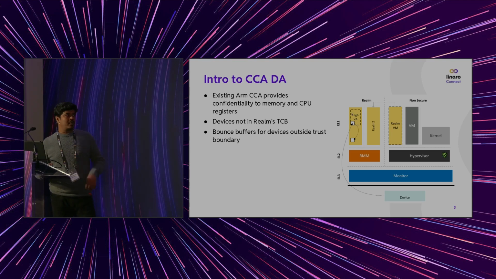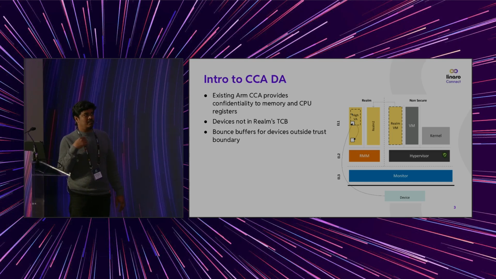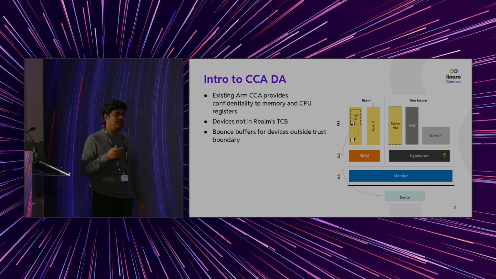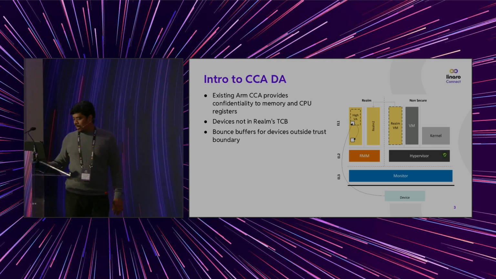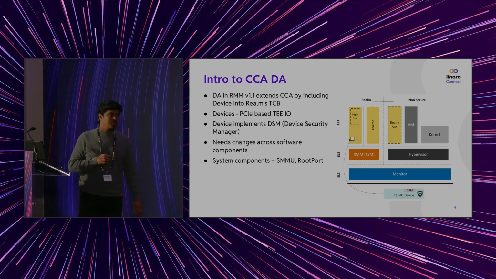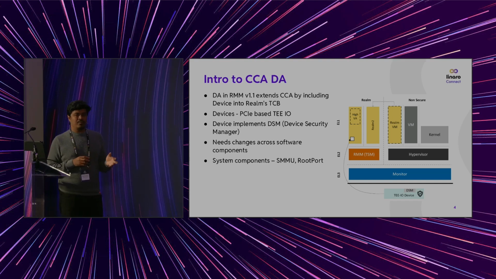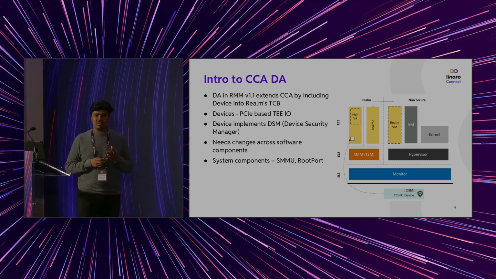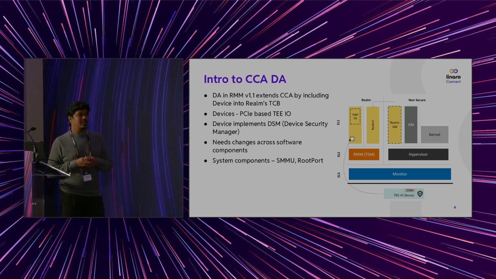The same thing happens for MMIO as well. Whenever the realm wants to talk to a device through MMIO or DMA, it has to use the same bounce buffer mechanism to communicate with the device. So what ARM CCA DA brings is to remove this bounce buffer mechanism, get the hypervisor out of the TCB, and put the device into the TCB of the realm. This is done based on a variety of industry standards as well as ARM standards defined by the RMM specifications.